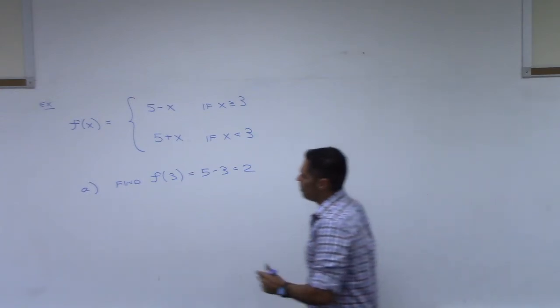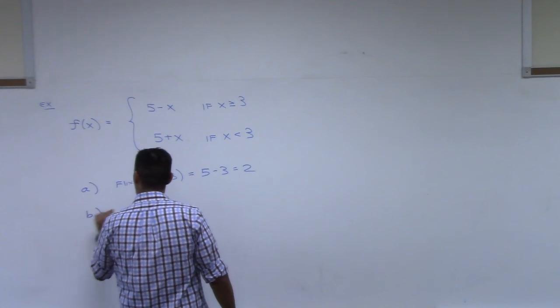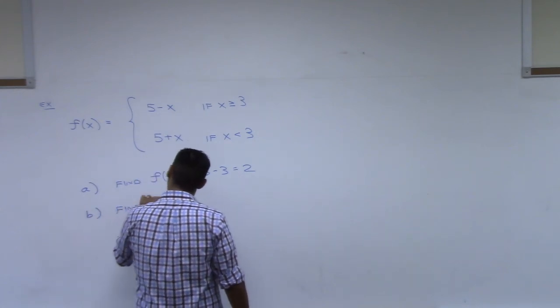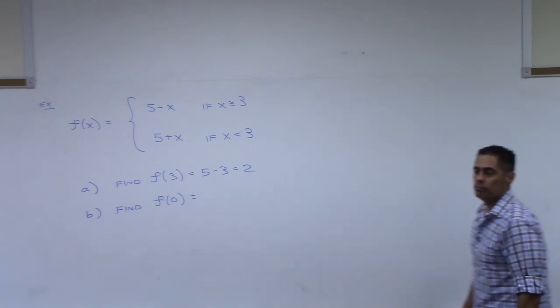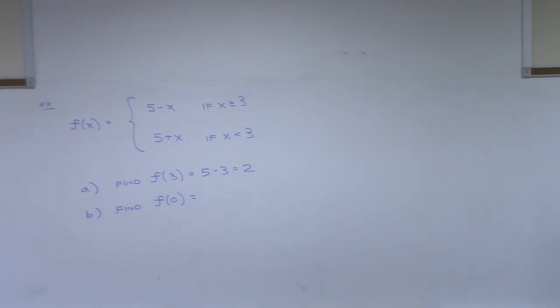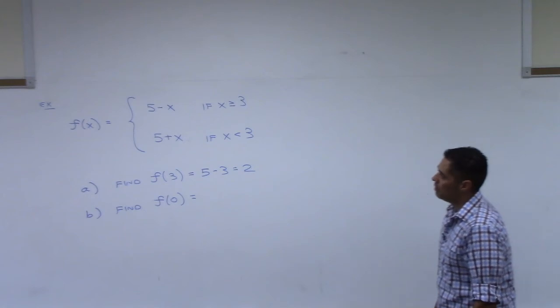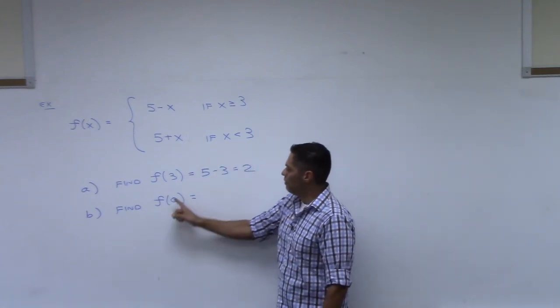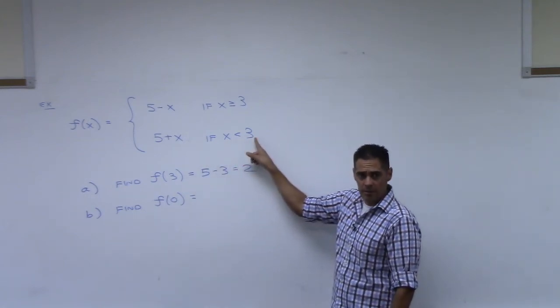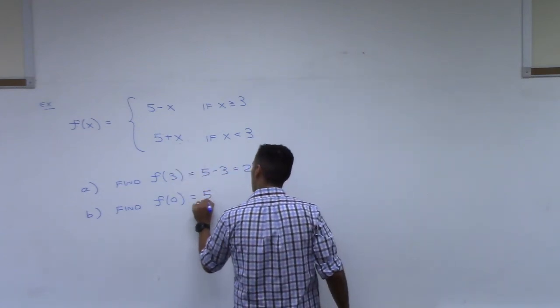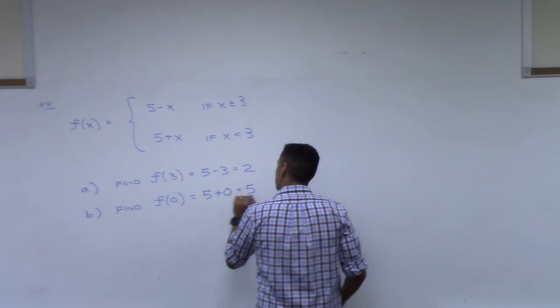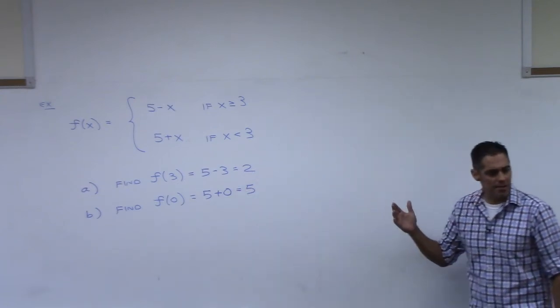All right. Part B. Find f of 0. 5? So where did you plug that in? Plug it into the bottom one. Because I'm plugging in 0. 0 is less than 3, right? And if I plug in 0 here, I get 5 plus 0, which is 5. Okay, so nothing too crazy yet?